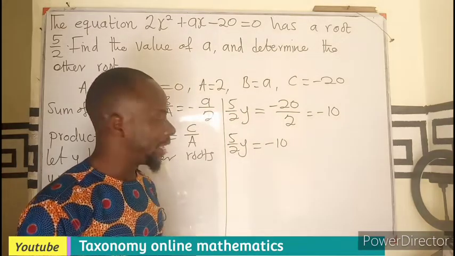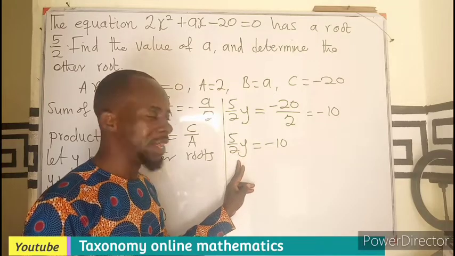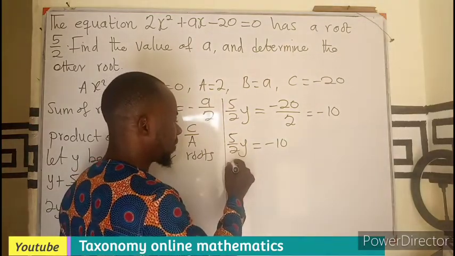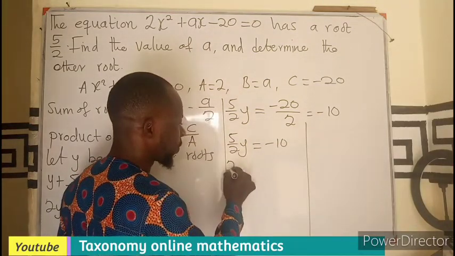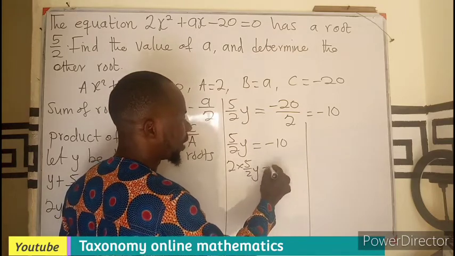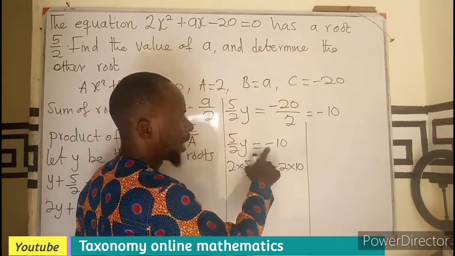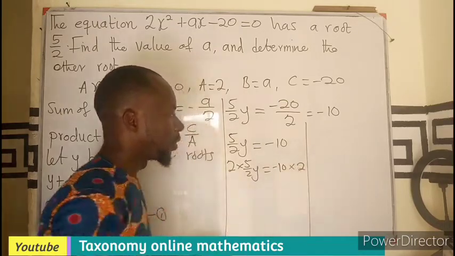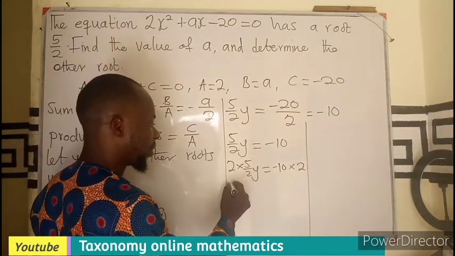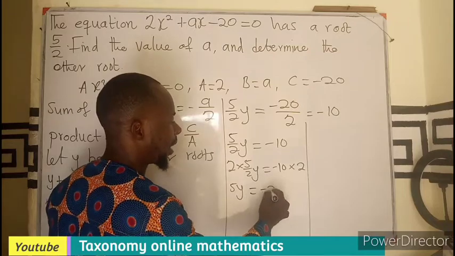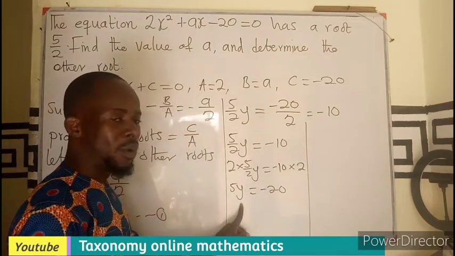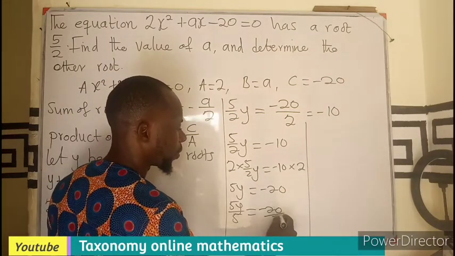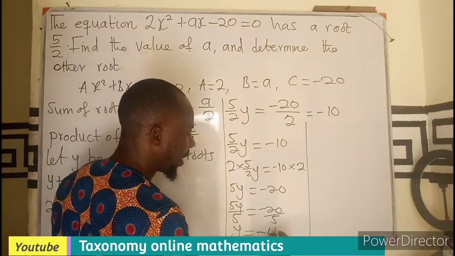The only variable here is y, so I can find y easily by using the LCM of the denominator, which is 2. So 2 times 5 over 2 y, 2 times minus 10. Don't forget this minus is the one here. Let me write it this way: minus 10 times 2. So this will cancel to give you 5y equals minus 20. Fast forward, you're looking for y, so we divide both sides by 5. So y is going to be negative 4.